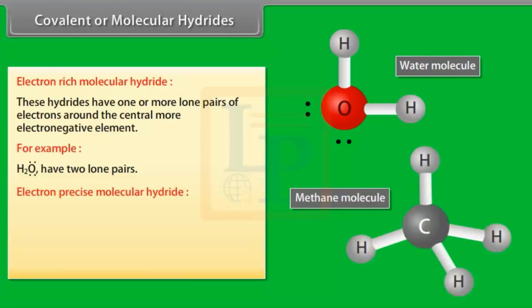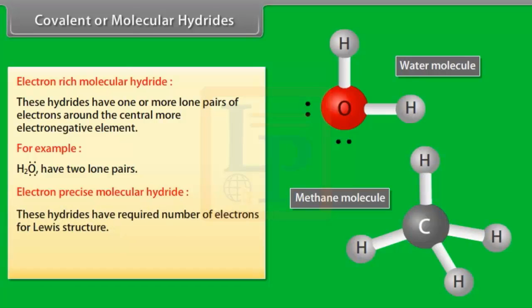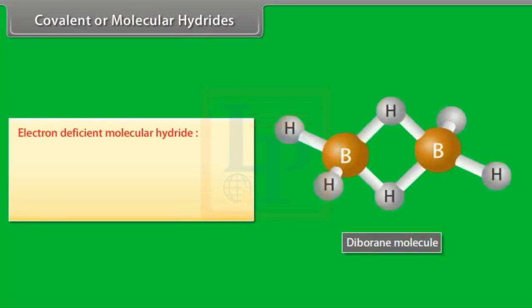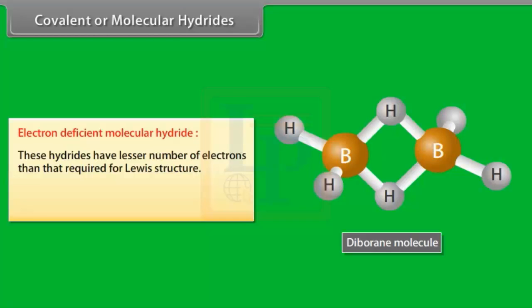Electron-precise molecular hydride. These hydrides have the required number of electrons for the Lewis structure. A common example of an electron-precise molecular hydride is methane. Electron-deficient molecular hydride. These hydrides have a lesser number of electrons than that required for the Lewis structure. A common example of such a molecular hydride is diborane.